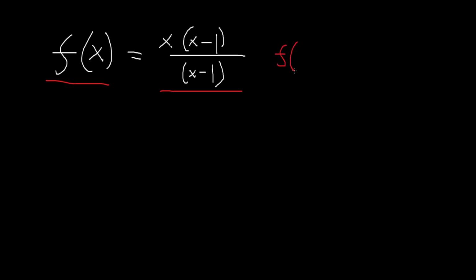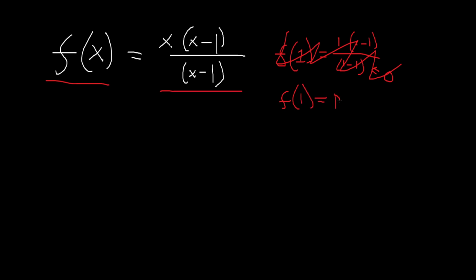So if I try to plug in f of 1, I'm going to get 1 times 1 minus 1 divided by 1 minus 1. And oh no, 1 minus 1 is 0, so I actually am not allowed to obtain this value. The function at 1 does not exist.